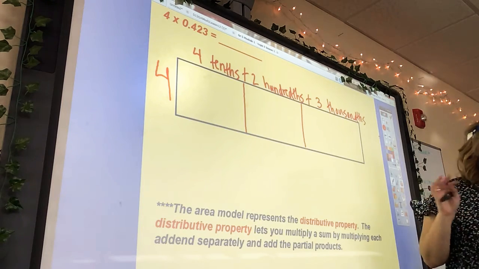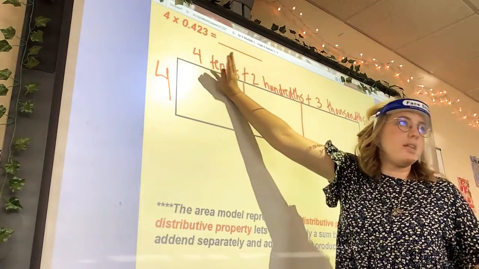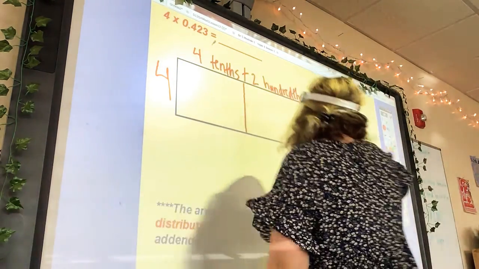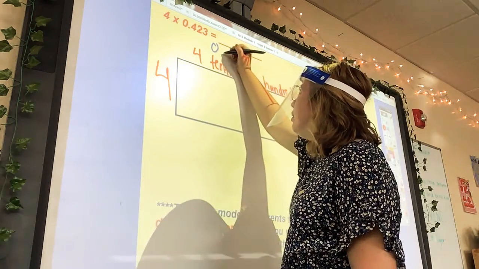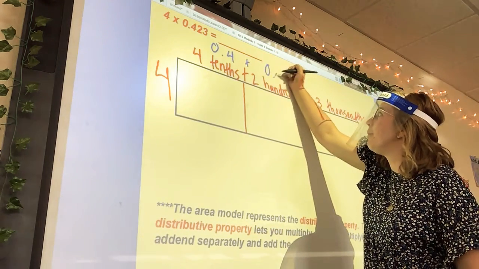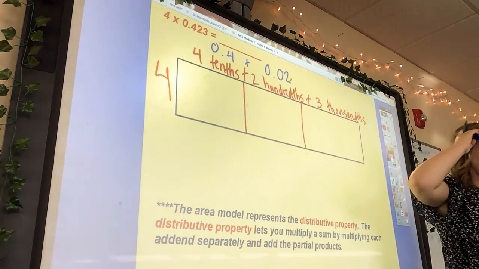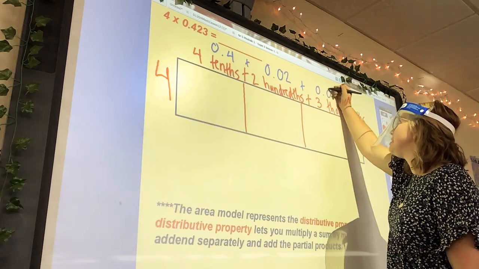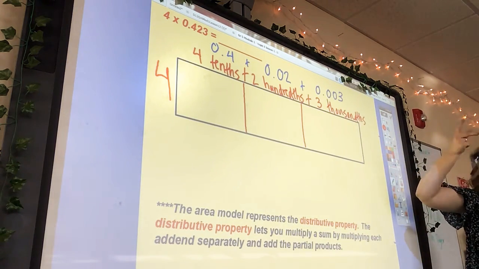You will see it a bunch of different ways, okay? So you will see it in unit form like this, where there's a number and words, right? But you may also see it in decimal form, where it's like this. 0.4, right? Plus 0.02, right? Because that 2 is in the hundredths place. Okay? And then plus 0.003. Those are, the blue and the red are saying the same thing.